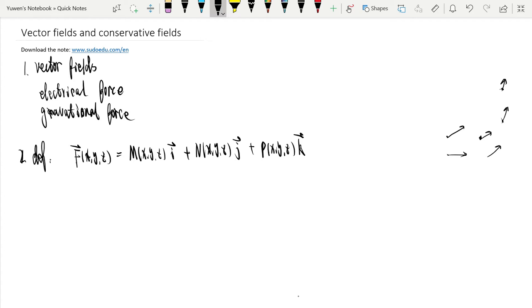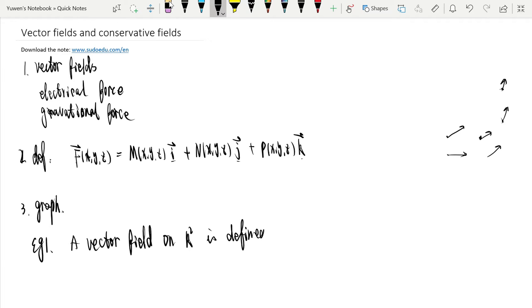And we can represent a vector field by a graph. Let's see an example. Because at each point we have a vector, we can draw a vector at each point. The first example is a vector field on R2 defined by F(x, y) equals negative y i plus x j. That's a plane vector field.